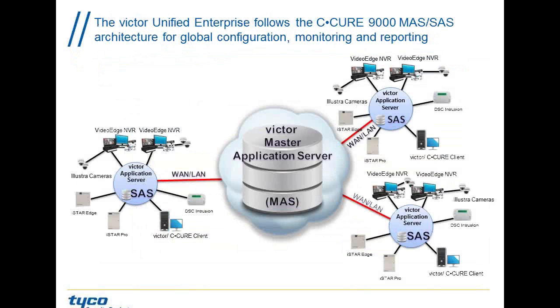So we'll just start with the circle on the left, where you have one single Victor application server, keeping in mind that that could be standalone. We'll talk about enterprise here in a second. But the key thing there is that on that particular server is both access and video.